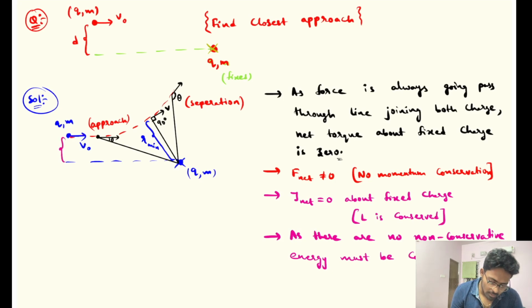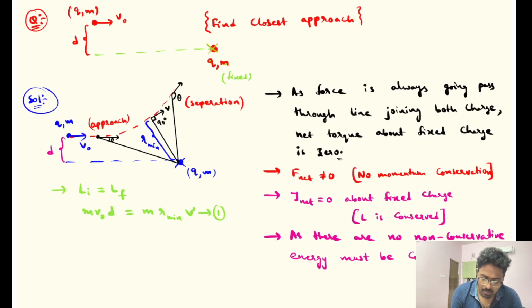Angular momentum conservation is nothing but R bar cross P bar, or simply I can write m into r perpendicular into v. So the first equation that I am writing is initial momentum equal to final momentum. So what is initial momentum? m v naught into d. And what is the final momentum? m into r minimum into v. So this is my equation number 1.